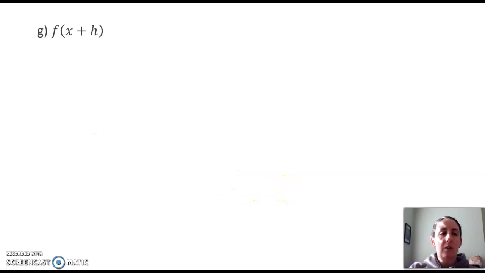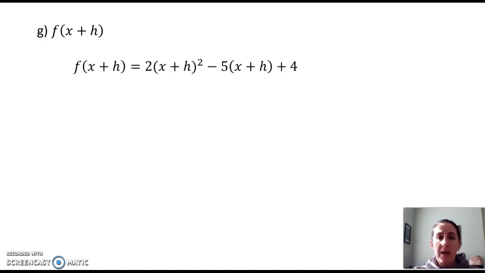Now I know this one's going to look a little funny, f at x plus h. This becomes a very important thing to be able to do if you get into calculus. So same thing, I'm just going to input all of my x's, I'm going to replace them with x plus h. So remember what my original function was, 2 times your input squared minus 5 times your input plus 4. It just happens that my input happens to be x plus h. So 2 times the entire x plus h squared minus 5 times x plus h plus 4.